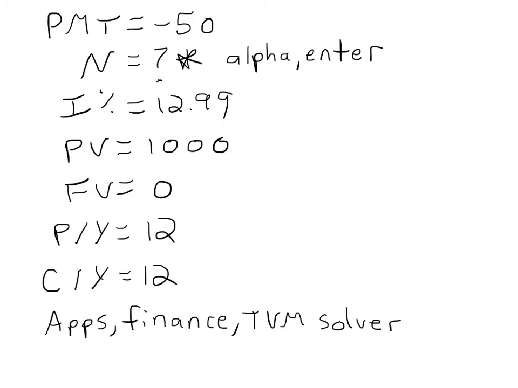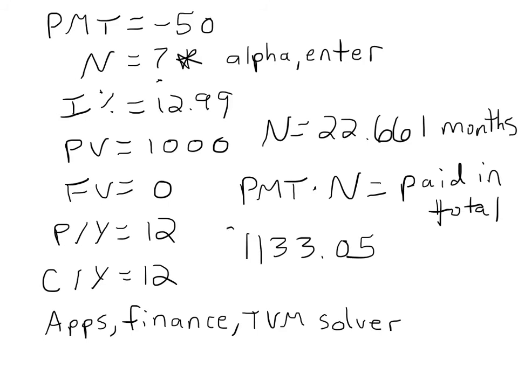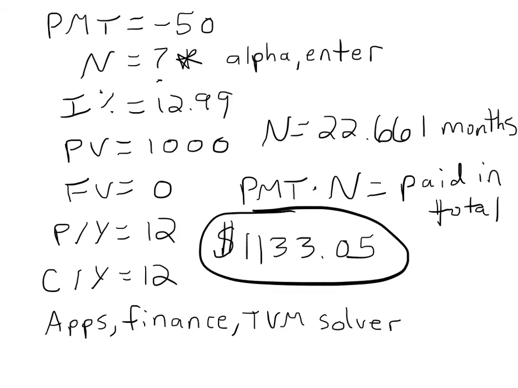So let me do that right now. I'm going to apps, finance, TVM solver. N is what I'm solving for. I is 12.99%. Present value is $1,000. Payments per month, negative $50. Solve for N, and I get that N is 22.661 months. So now I've got to figure out how much I paid in total for this loan. So I'm going to do 22.661 times $50, because that's how much I'm paying per month. So it's the PMT times N that gives me how much I paid in total for the loan. That is 22.661 times 50, which is $1,133.05. That's the total amount of money I paid for that first option.